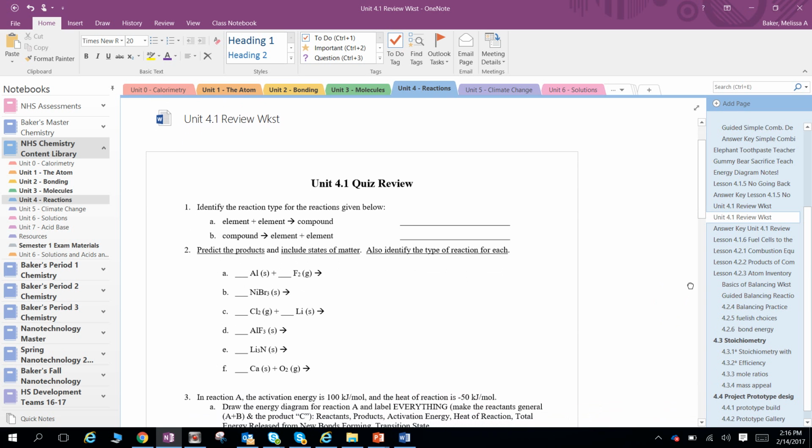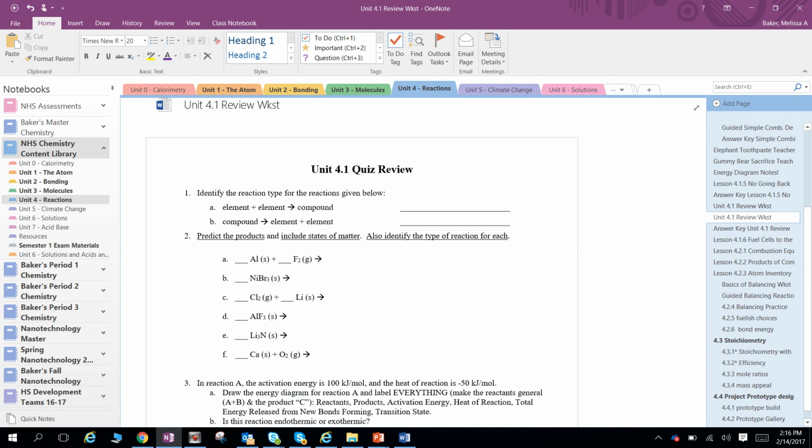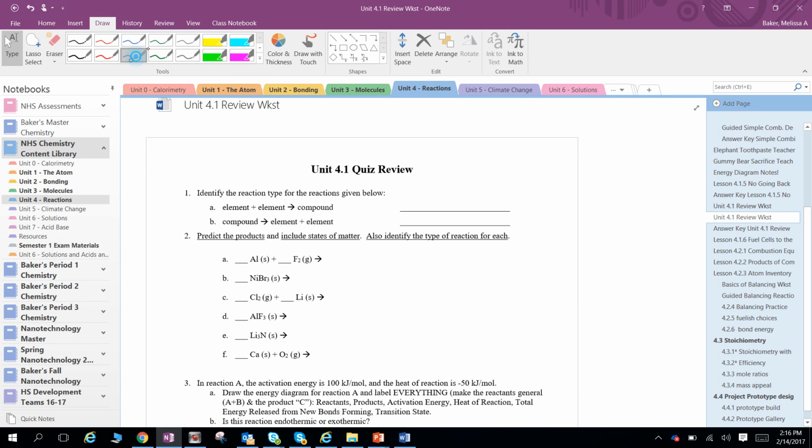Okay, so you need a little help with the Unit 4.1 quiz review. Let's take a look at this together. For number 1, it says, what if you've got two elements together forming a compound? That is the exact description of a combination reaction. Two elements are getting married and forming one product.